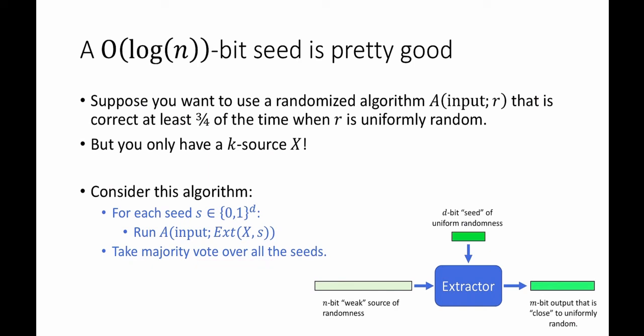Now, why does this work? Well, since at least 3/4 of the seeds S here are good, majority vote is going to be correct. There is a slight issue here that this thing isn't exactly uniform, it's epsilon close to uniform, but it turns out that this will work out fine as long as epsilon is small enough. So that's why it's okay that we were allowing for this cheating seed thing, because as long as the seed length is small enough, we can just exhaust over all possible seeds and get rid of the need for it.